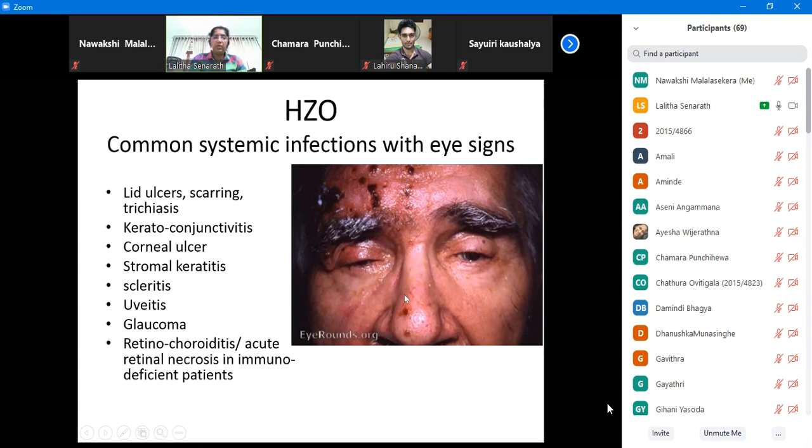That means the intraocular complications are very high. If you see these signs, you have to refer those patients to the eye ward because we have to follow them up for a long time, as there are many complications of the eye with herpes zoster ophthalmicus. These are the acute stage: lid ulcers, scarring, and trichiasis, and there may be keratoconjunctivitis because of direct infection of the cornea. It may produce corneal ulcers, stromal keratitis, scleritis, inflammation of the uvea, glaucoma, and retinochoroiditis.